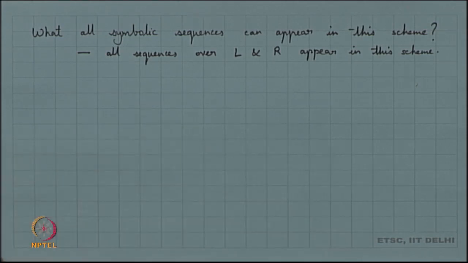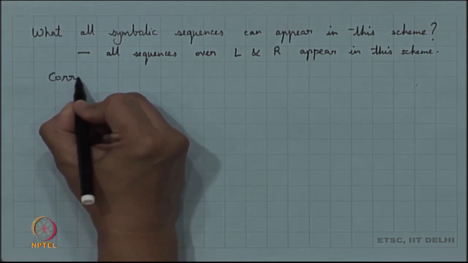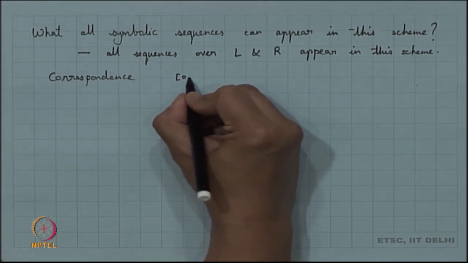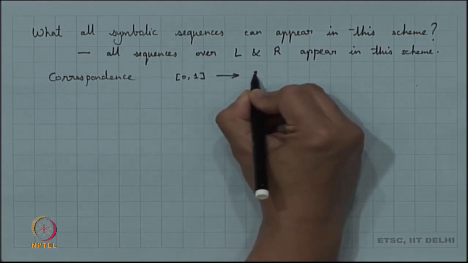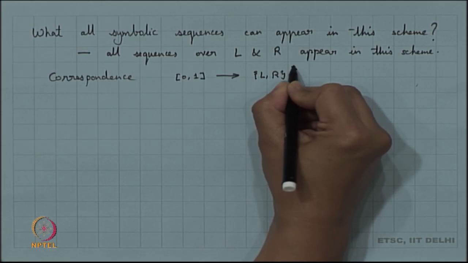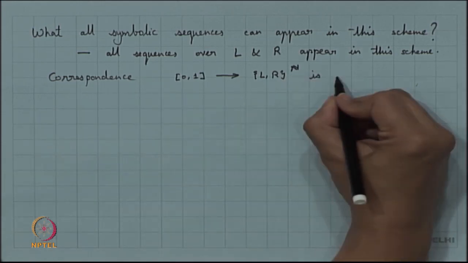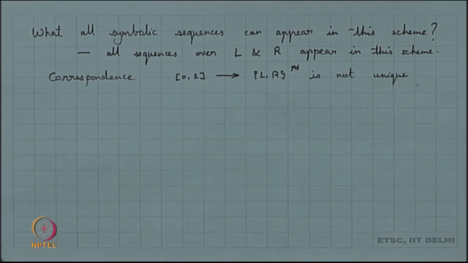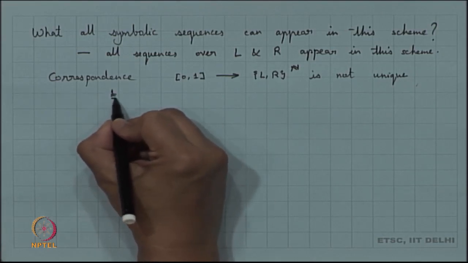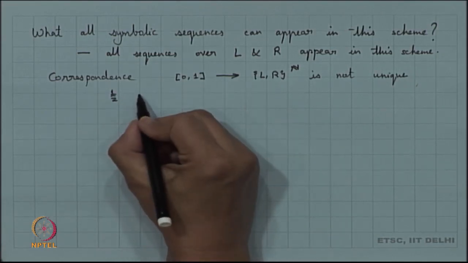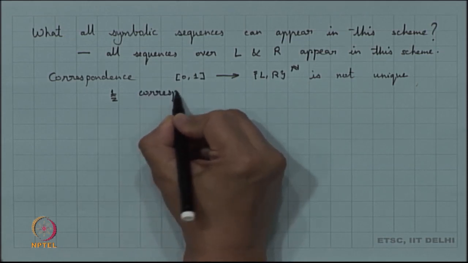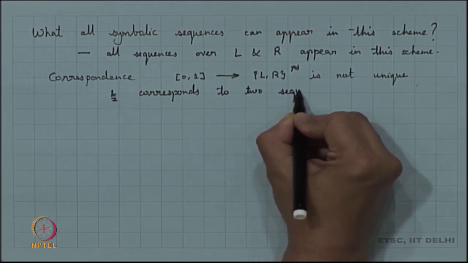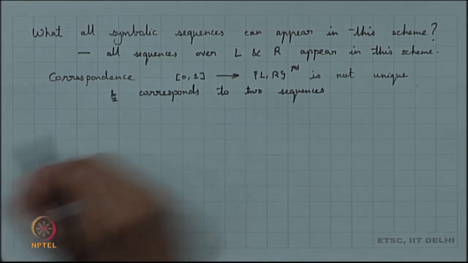What we find here is that if I look into this correspondence, the correspondence to LR to the power n, this correspondence is not unique. The reason is that the point 1 by 2 here corresponds to two sequences. And what are those two sequences?